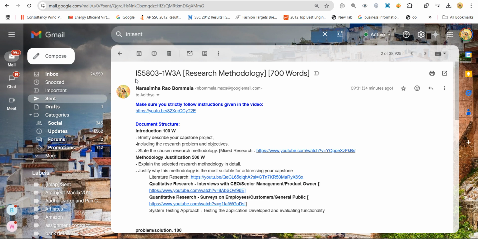Next, mention your research problem and objectives. Make sure you work on it properly, because most of you do not follow the SMART objectives rule. Your objectives should be time bounded, measurable and achievable.